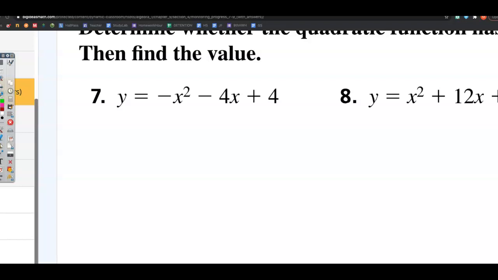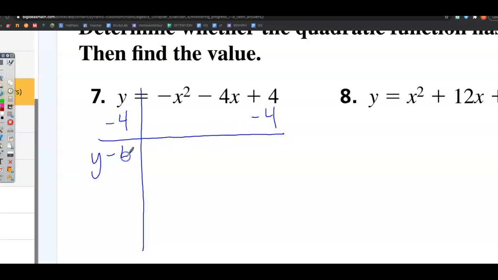First thing I do is what, AJ? You gotta subtract your 4. Okay. Then I'd get y minus 4 equals negative x squared minus 4x. Next step, Brock. You have to get a negative out. Okay, so what would I get? You would get negative, parentheses, x squared plus 4x. Good.